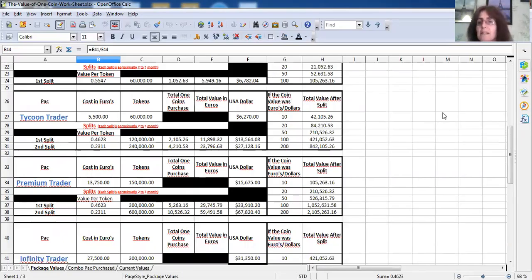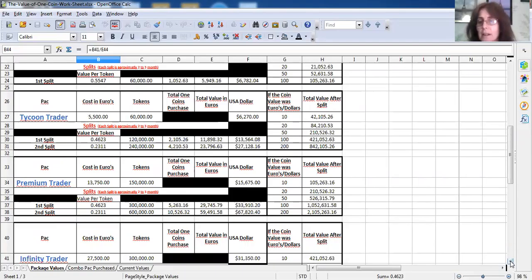Hang on a minute. This is the exciting bit. I forgot. If you're a Tycoon Trader, you get two splits. So your 5,500 not only doubles after the first split, but that bit doubles as well. So 11 becomes 22, but that's 23. So if at all possible, I would advise you to go as high as you can.